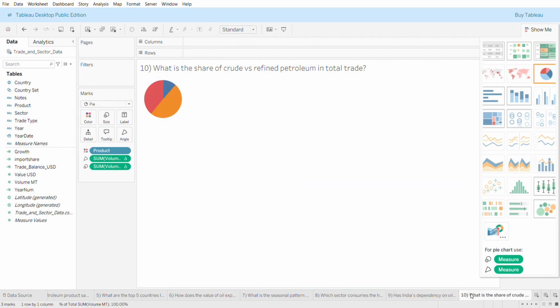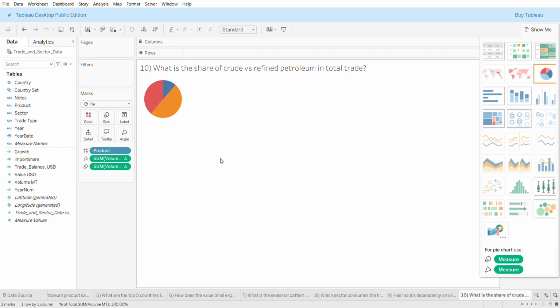And the next question is the tenth one. What is the share of crude versus refined petroleum in total trade? Here I calculated the share of crude oil versus refined petroleum in total trade, and some others. I used a pie chart to show the proportion of each product type clearly. Crude oil makes up 49.55 percent, approximately 50 percent of imports, while refined petroleum accounts for most exports, highlighting India's role as a major crude importer and refined product exporter, with refined petroleum at 39.1 percent, nearly 40 percent.